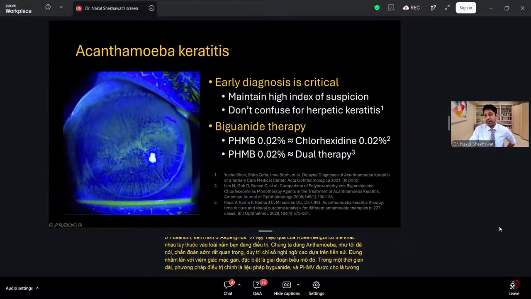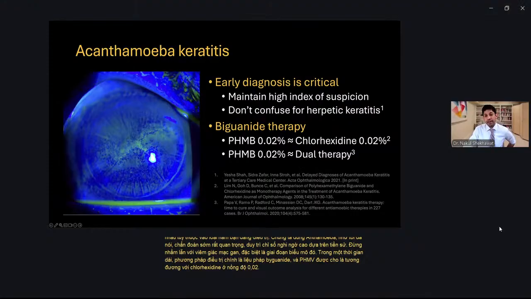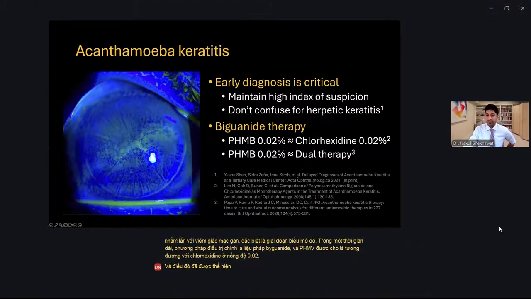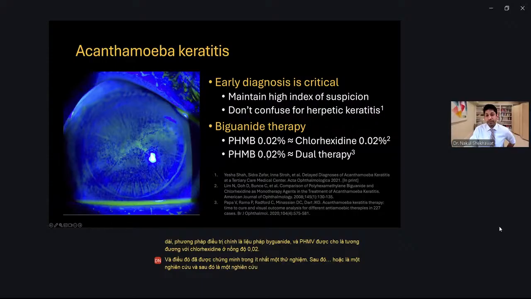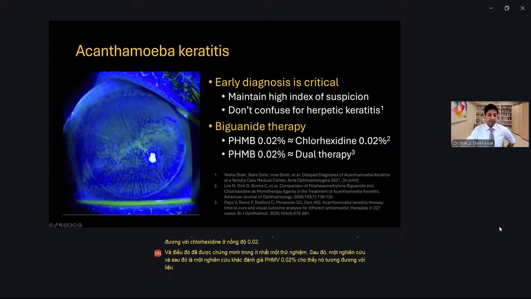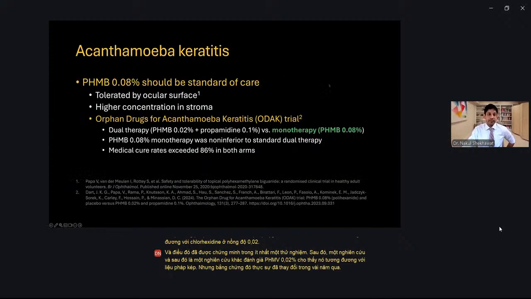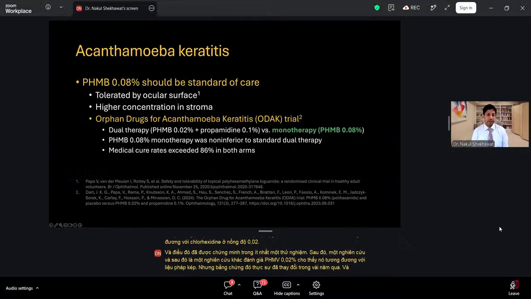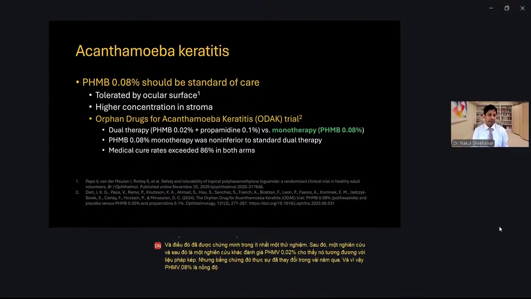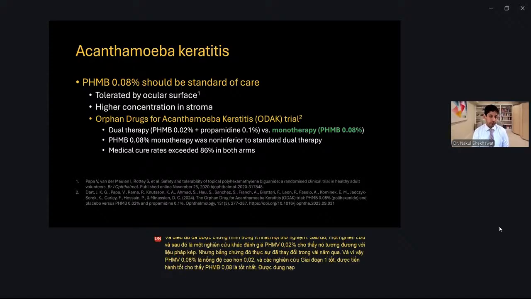to chlorhexidine at the 0.02% concentration, and that was shown in at least one study. The other study that assessed PHMB 0.02% showed that it was roughly equivalent to dual therapy as well. But that evidence has actually changed in the last few years. PHMB 0.08% is a higher concentration than 0.02. Good, well-conducted phase one studies showed that PHMB 0.08% is tolerated well by the ocular surface without too much epithelial toxicity despite its higher concentration.